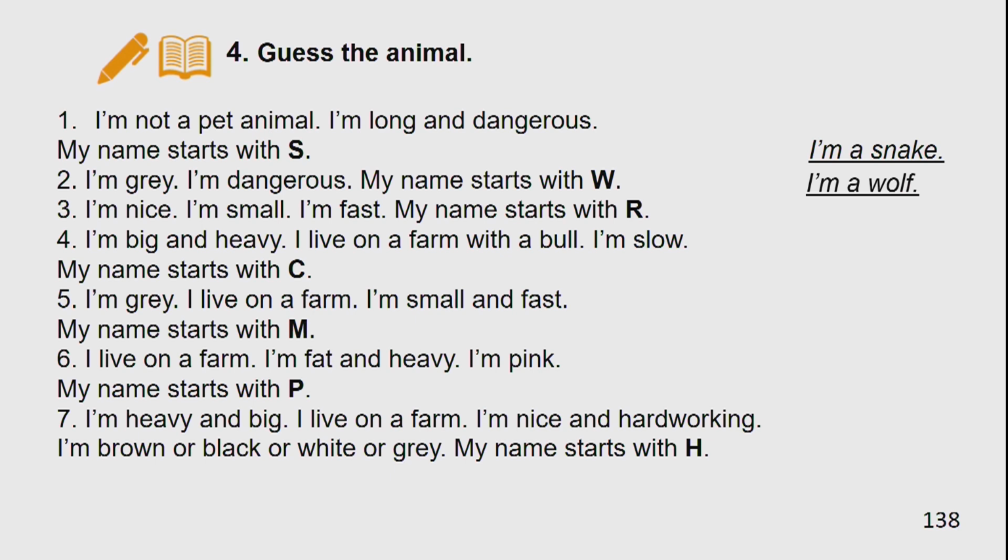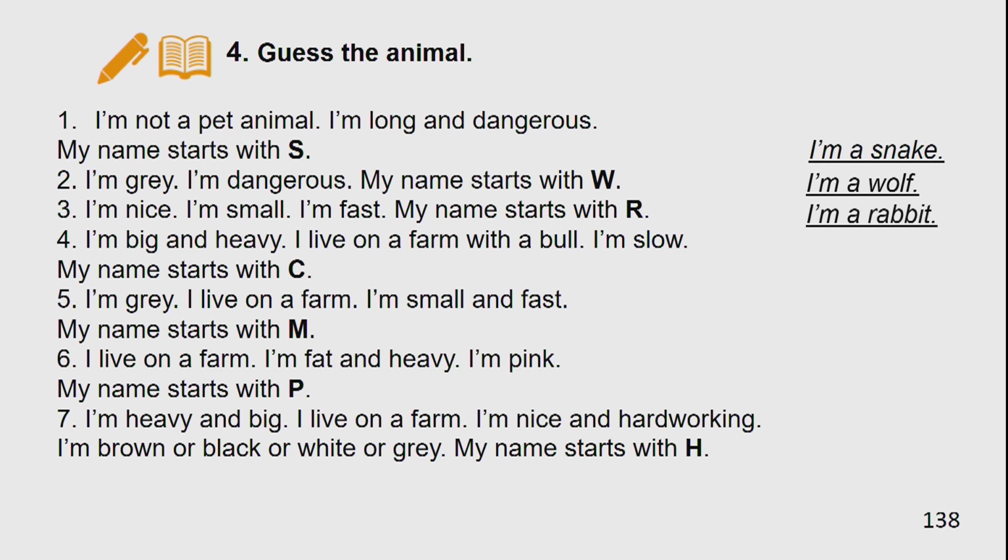Number 3. I'm nice. I'm small. I'm fast. My name starts with R. Rooster. It's possible, but do you have other ideas? Yes, a rabbit.